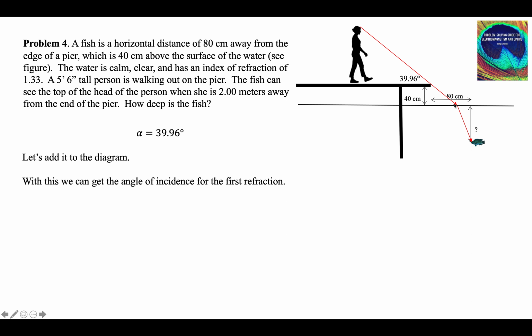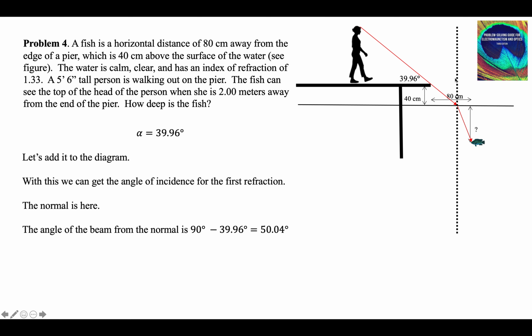Now we can get the angle of incidence for the first refraction. Let's start by drawing the normal. This is 39.96, so this is too. So the angle of incidence must be 90 minus that. 90 minus 39.96 is 50.04.